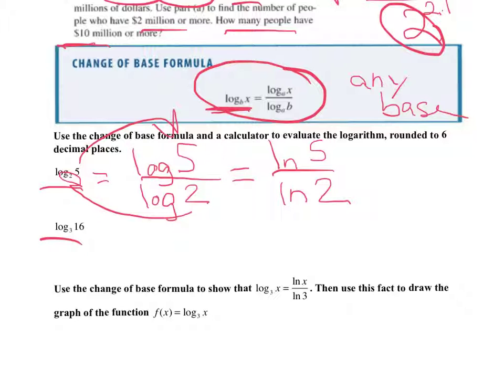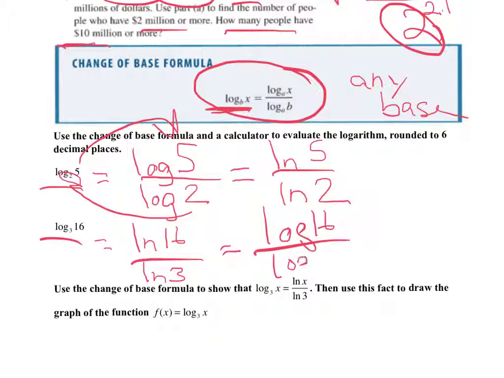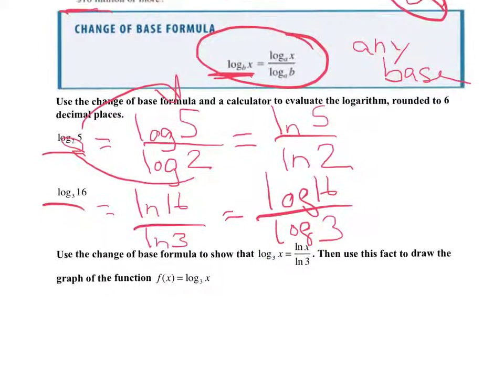For the base 3 log of 16, I would write the log of 16 divided by the log of 3, and then use your calculator to figure that out. You could also use base 10 log of 16 divided by base 10 log of 3. Either one would give you the same value.